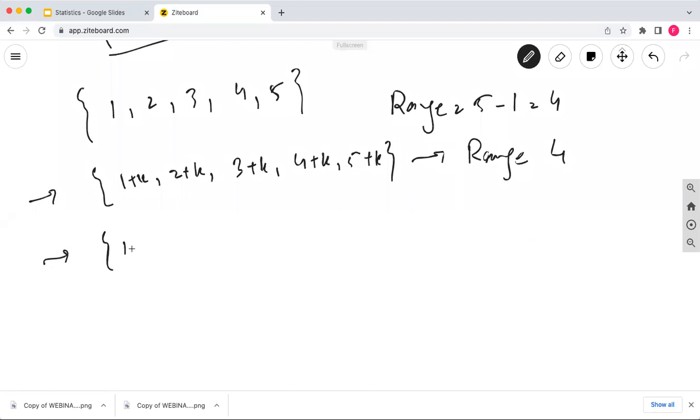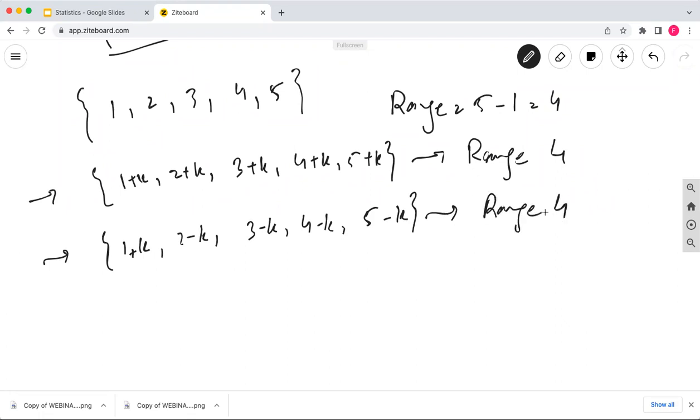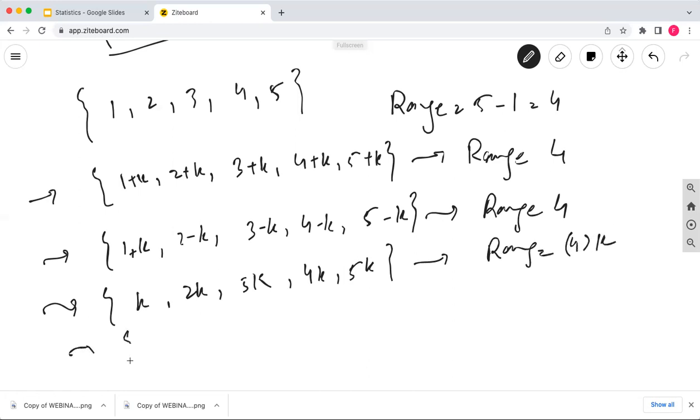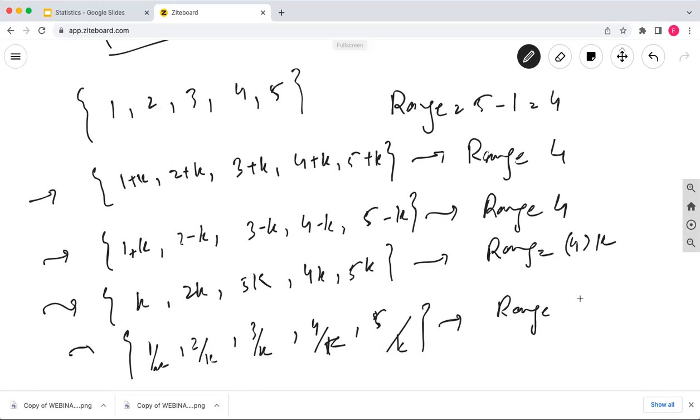And if I subtract k from all of the values, again it won't make any difference. Again, the range will be equal to 4. But if you multiply by a constant, this is k, 2k, 3k, 4k, and 5k, in that scenario the range will be multiplied by that constant. And likewise, if we divide by some constant, 1 over k, 2 by k, 3 by k, 4 by k, and 5 by k, in that scenario the range will just be divided by that constant, right? So in addition and subtraction, there is no effect on the range, but in multiplication and division, there will be an effect. So this was a bit of an idea about the range, and now just a very small thing about the mode.